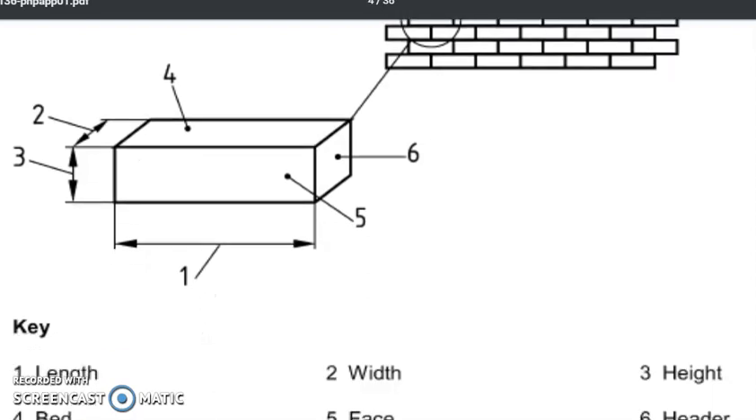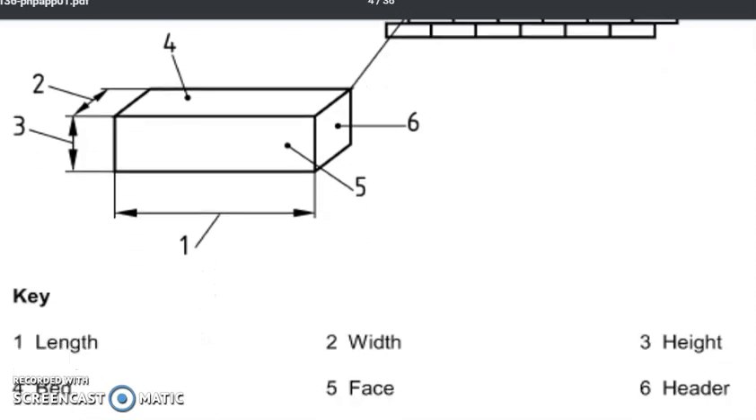See, first part is the length of the brick, and you know that brick is a three-dimensional object. So obviously we'll have length, width and height. 1 is the length, 2 is the width and 3 is the height. The top portion is called the bed portion, and the portion which is facing towards us is called the face, or otherwise we'll call it a stretcher. And the width and the height dimension together, we'll call it the header portion.